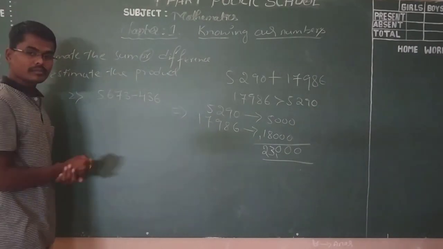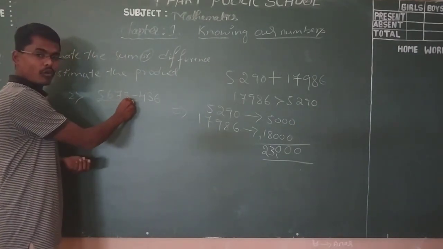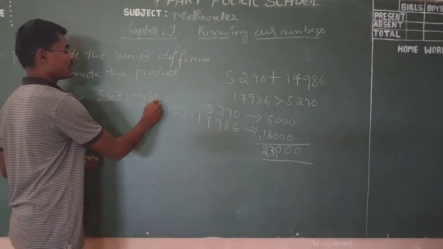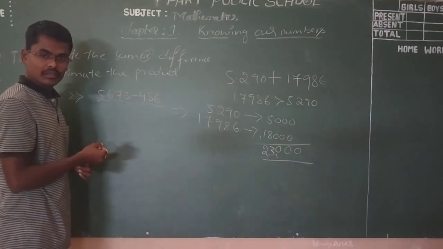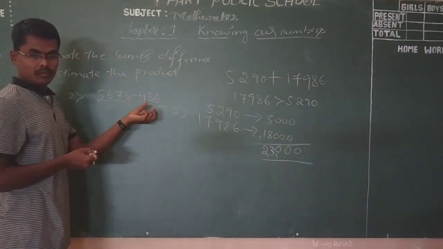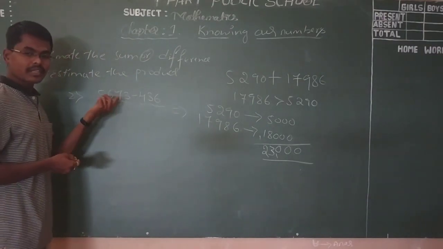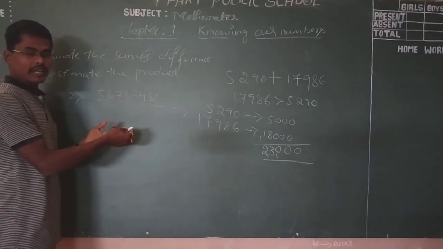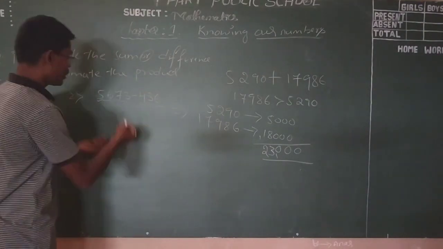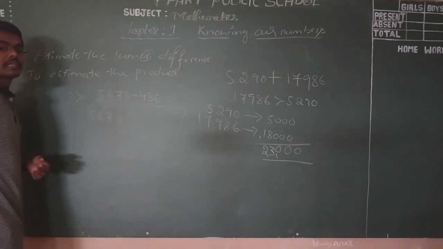Now look at this one. This is a 4-digit number and this is a 3-digit number. Here we can't find a thousands position in 436, because it has only 3 digits, the hundreds position being the highest. In the other number, 4 digits are there, so we can see the thousands position. Now I can check 5, 6, 7, 3.